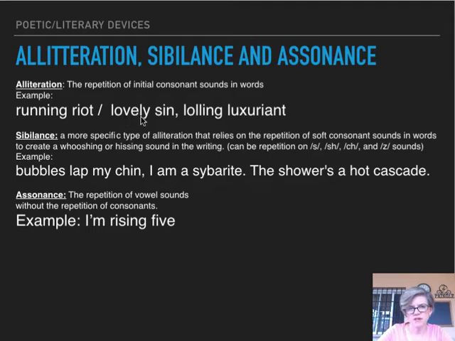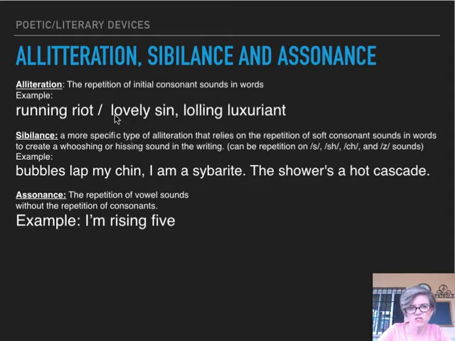You could even say that it's an example of what is called consonance, where you've got not only the initial L, but you also have L's within the words being repeated. So you've got lovely, lolling, luxuriant. Okay, it sounds like you're just lying in a nice big bubble bath, and that helps create the effect that she's talking about.